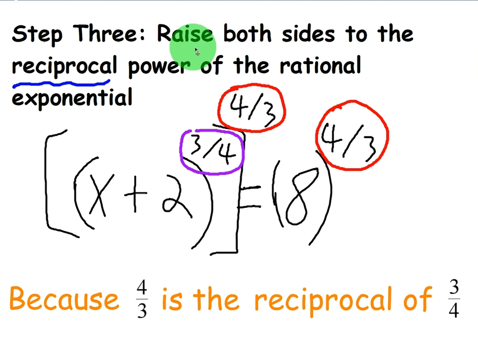Going back to the reciprocal power thing, we're going to raise both sides of the equation to the reciprocal power of this expression. So let's be clear about that. What is this exponent? It's 3/4. So if we raise that to the 4/3, what will that ensure? Well, 3/4 times 4/3 is 1. So essentially it's going to cancel this fractional exponent. And since we do it to one side, we have to do it to the other. So we're going to also raise 8 to the 4/3. That's because 4/3 is the reciprocal of 3/4.